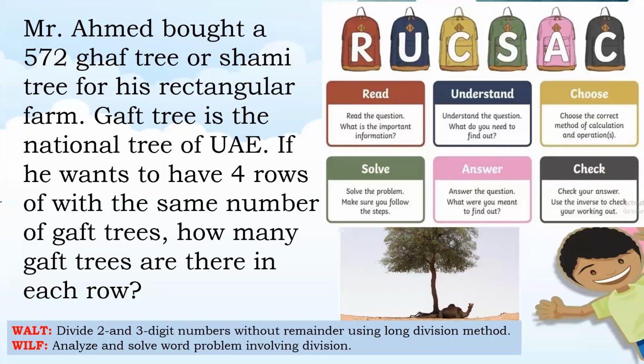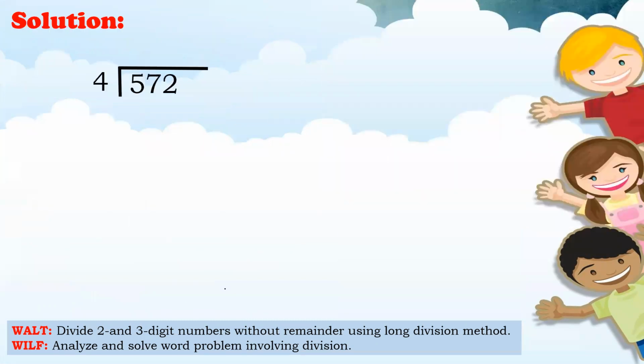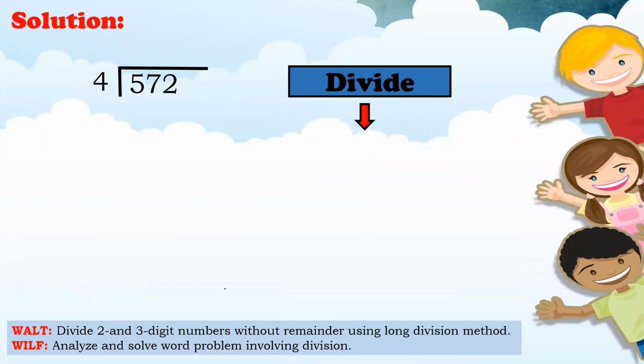Okay, our answer here is 143. What did we divide? We divided 572 by 4. And this is our answer. If your answer is the same, please add a tick mark beside it. Solution. So you'll need to solve. This is how we did it.